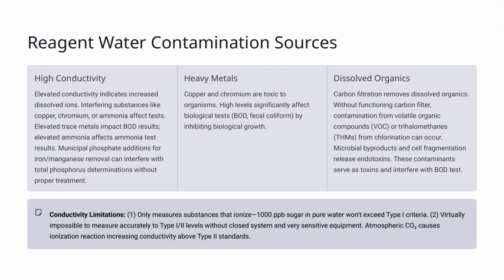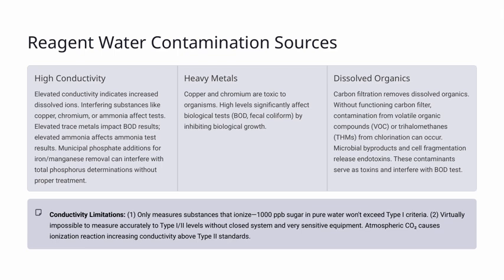These are substances like volatile organic compounds or trihalomethanes, which often originate from chlorination. Carbon filtration is effective at removing many of these dissolved organics, but if the carbon filter isn't functioning properly, these contaminants can pass through. This includes microbial byproducts, endotoxins, and cell fragments, which not only act as toxins themselves, but can also interfere with BOD testing.